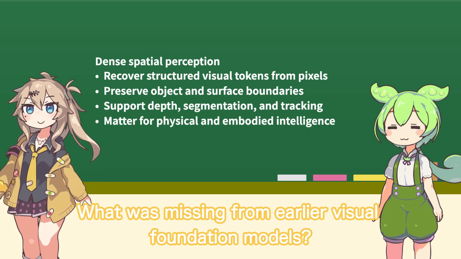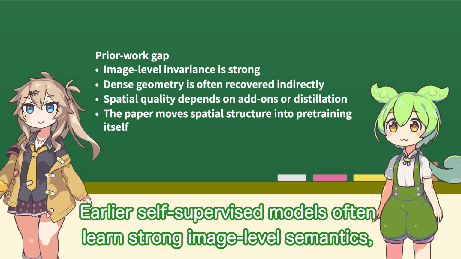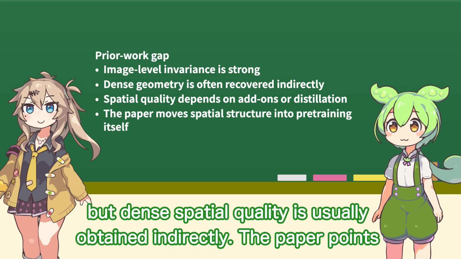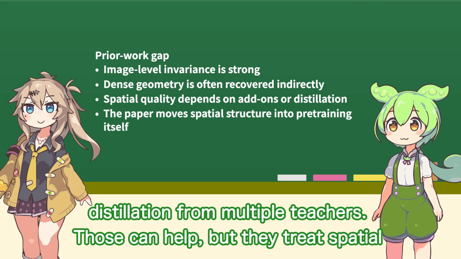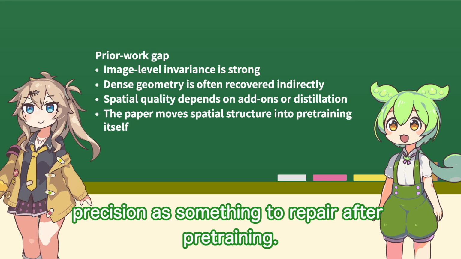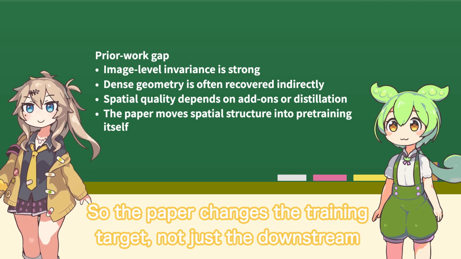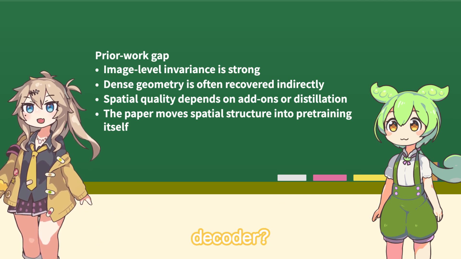What was missing from earlier visual foundation models? Earlier self-supervised models often learned strong image-level semantics, but dense spatial quality is usually obtained indirectly. The paper points to post hoc feature upsamplers, corrective regularization, and distillation from multiple teachers. Those can help, but they treat spatial precision as something to repair after pre-training. So the paper changes the training target, not just the downstream decoder.